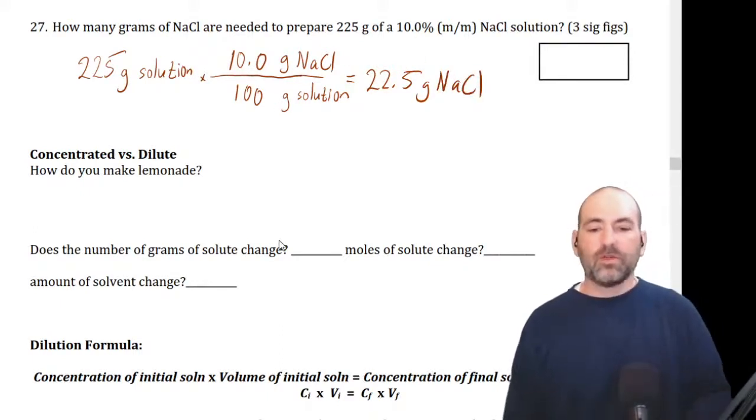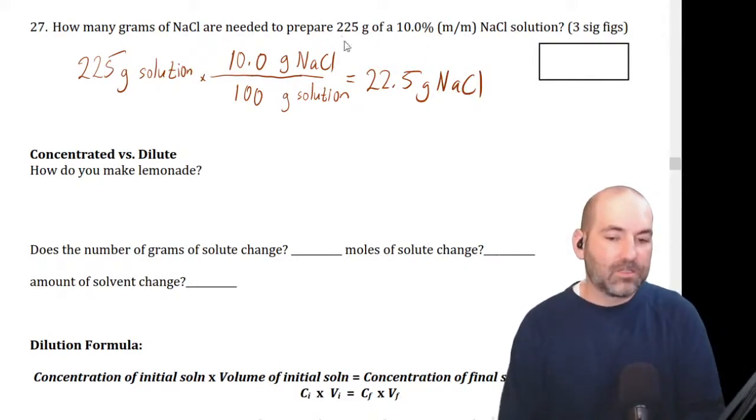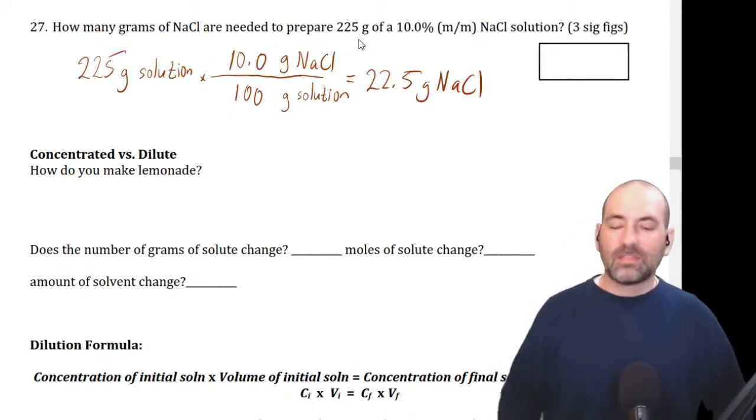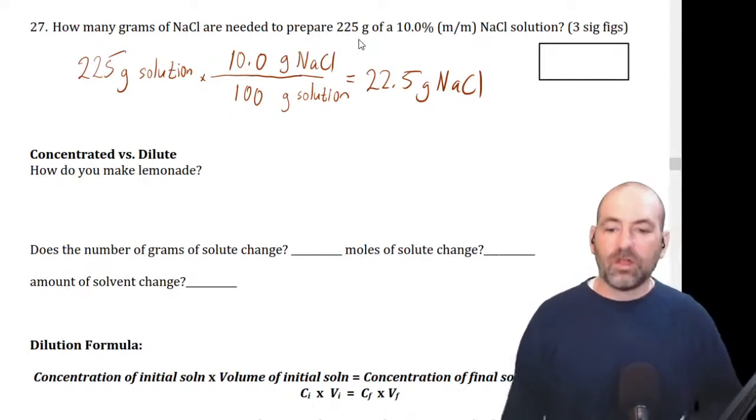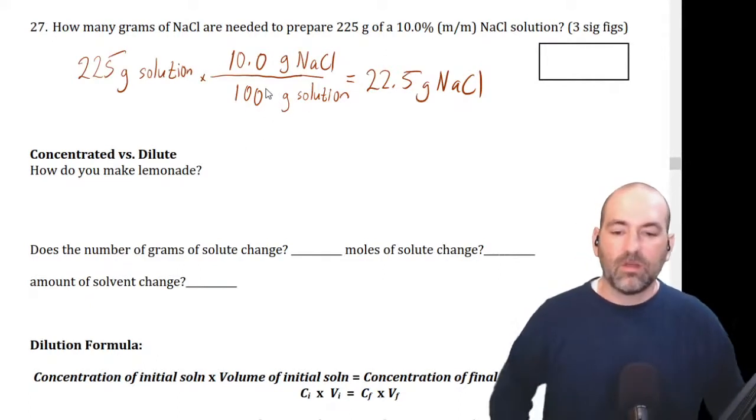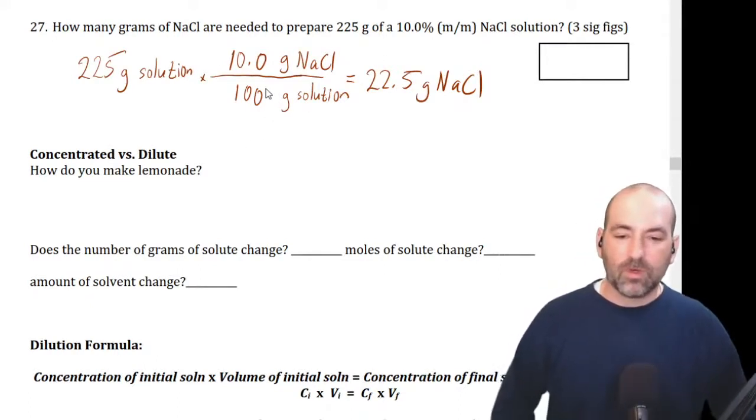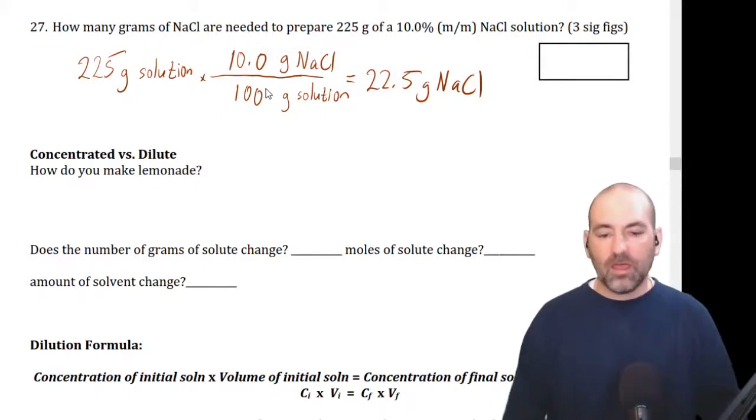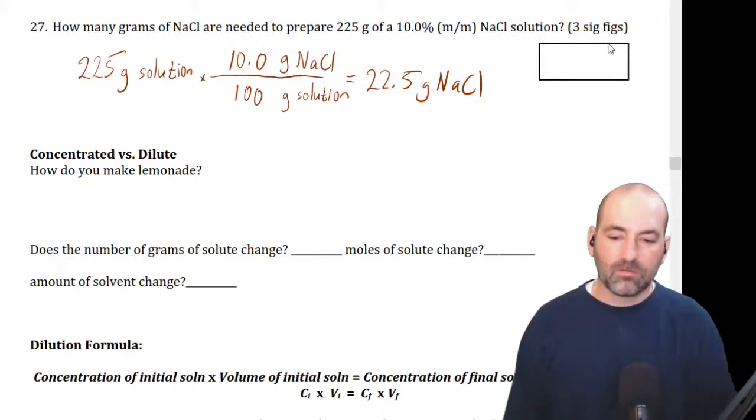This one you could almost do in your head, because if it's a 10% solution and we know we want to make 225 grams total solution, then 10% of that is going to be the sodium chloride. So we didn't really necessarily need to do the whole conversion thing for this one, but sometimes it's helpful to just have that same way of doing it every time to make sure that you're correct.